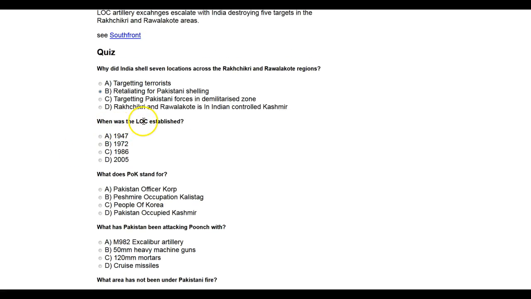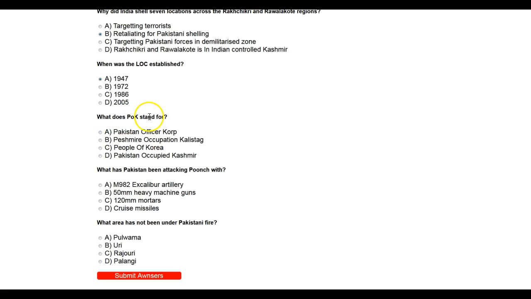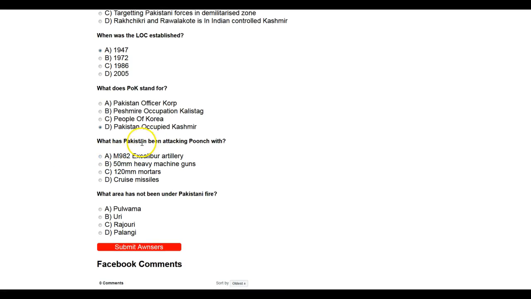When was the line? See, this is the LOC. I'm pretty sure it was done in 47. What does POK stand for? I had fun doing this one. Pakistan Officer Corps. The Peshmer Occupation Khalilstad. I actually made that word up. The People of Korea, because it's such a long one, isn't it? The Pakistan Occupied Kashmir. I mean, that should be really easy, but you still have to think.